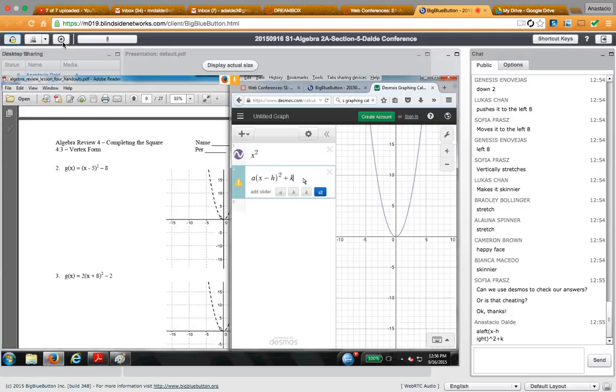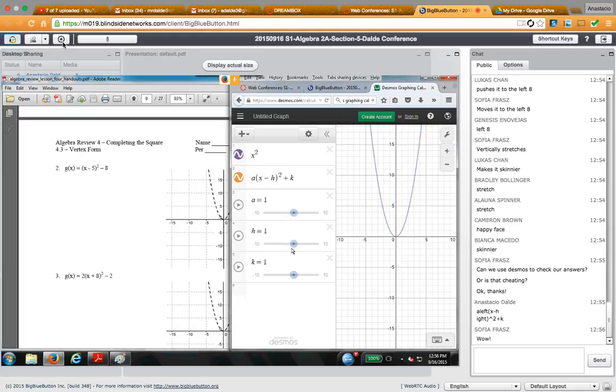Now it should look something like this. And then it says add slider. Let's add a slider for all of them. Cool? I want you to make the h 0 and the k 0. All right, so when we added the sliders, we can see exactly when we move the h up, what is that doing to the parabola?